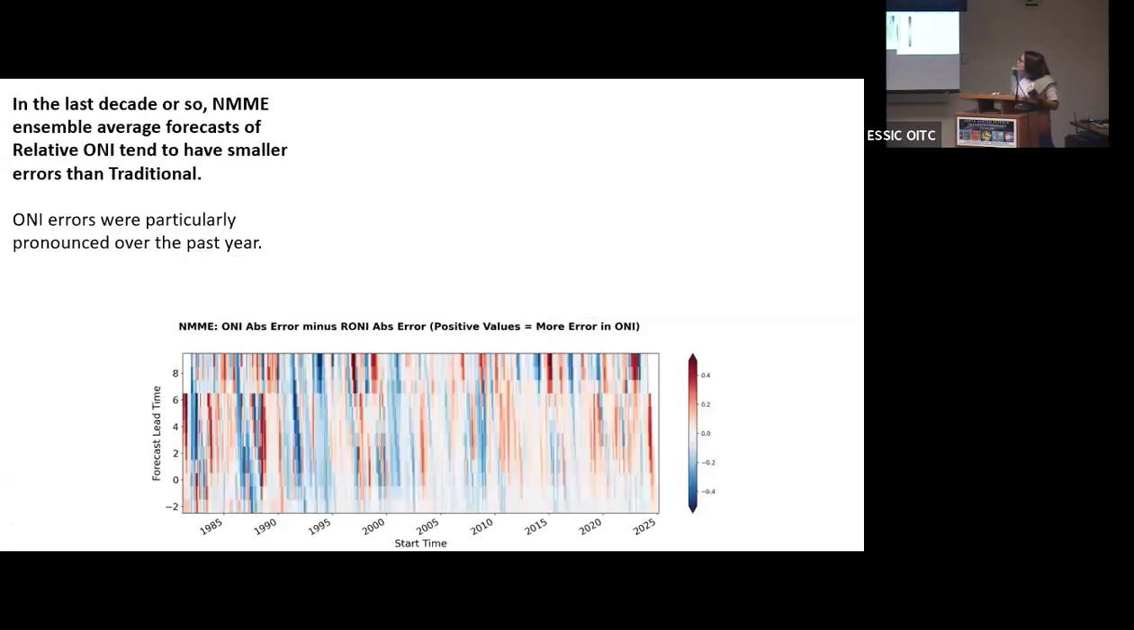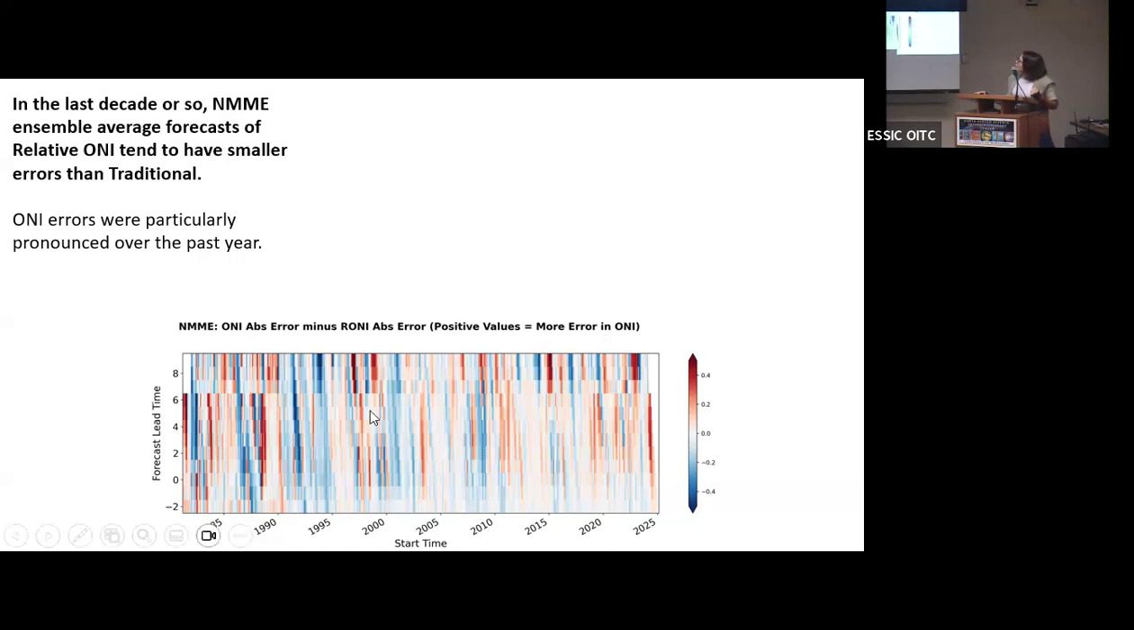So here I'm looking at error, and by error, I mean forecast minus observations. And I want to know whether my error in the ONI is bigger than my error in the RONI, the relative index. I've done this for all start times going back to about 1980 to present. And where you see the red shading, that is where you have more error in the ONI. Blue is more error in the relative index.